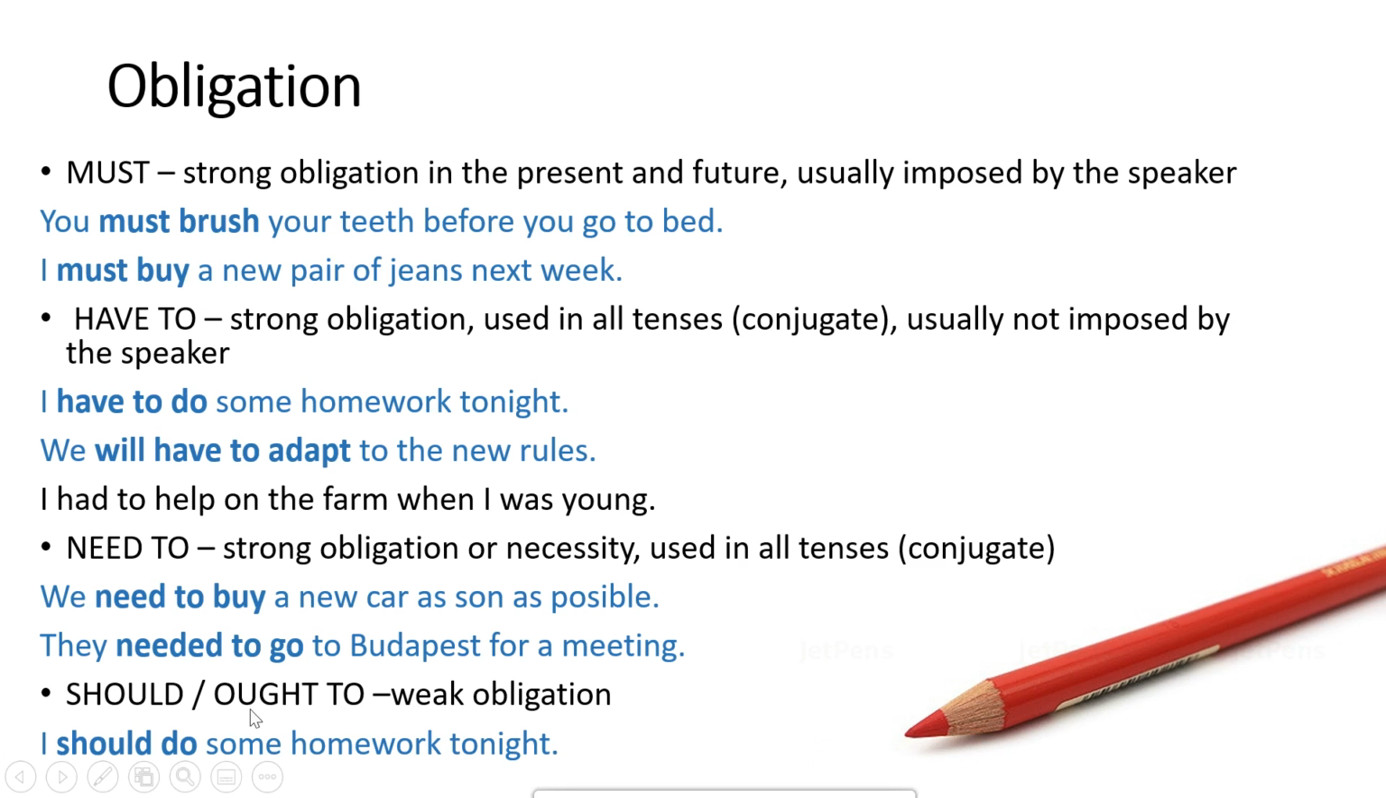And we also use should or ought to express weak obligation though. So if I say I should do some homework tonight, it is kind of obligation, but it's not as strong as if you said I have to do some homework tonight. So it's weaker. If you need to talk about what your teacher told you to do, for example, you should use have to, not should. Okay, these are the modals for obligation.